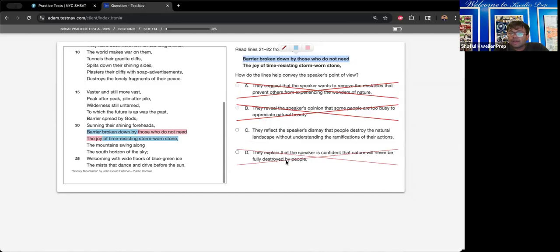They explain that the speaker is confident that nature will never be fully destroyed by people. This should just be wrong. I don't see any confidence from the speaker. And this is a pretty extreme answer choice. Nature will never be fully destroyed by the people. I mean, that's true, but we don't really see any confidence here that this issue is going to get solved.